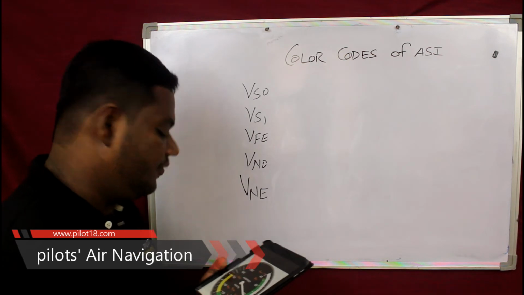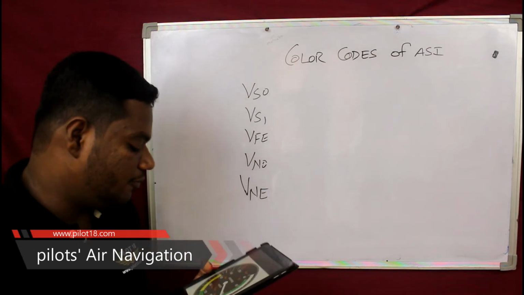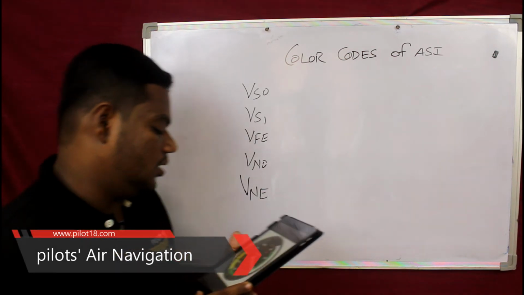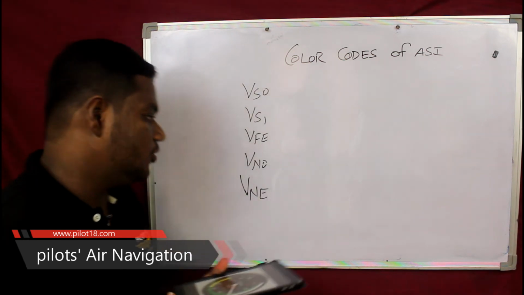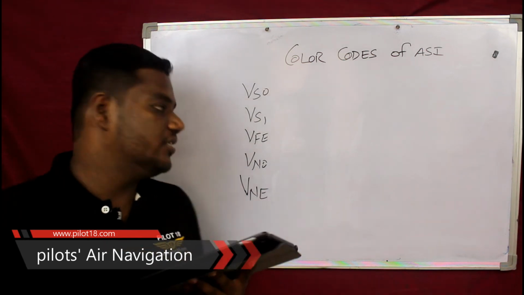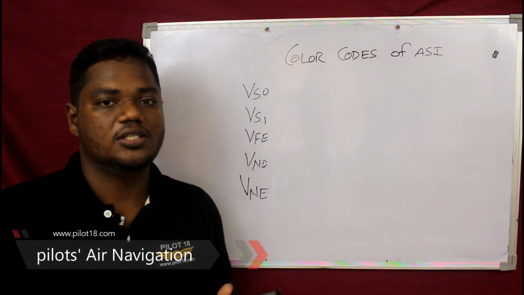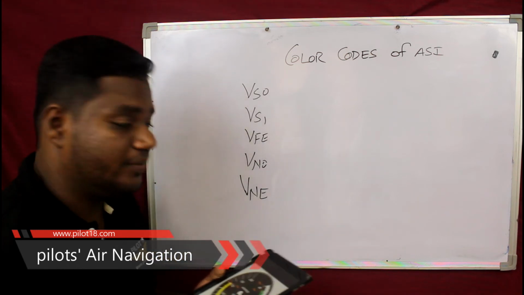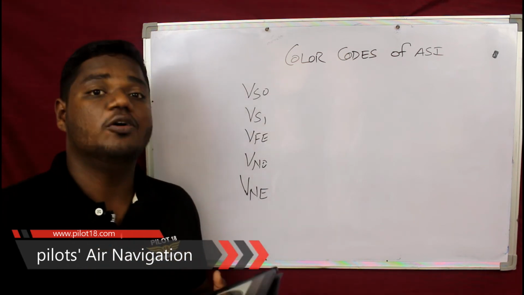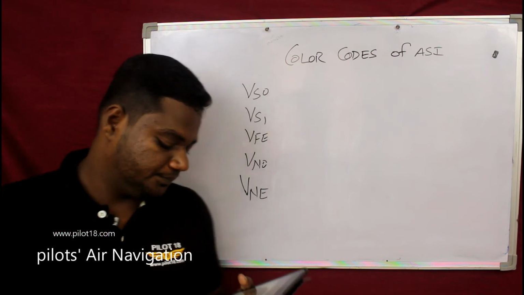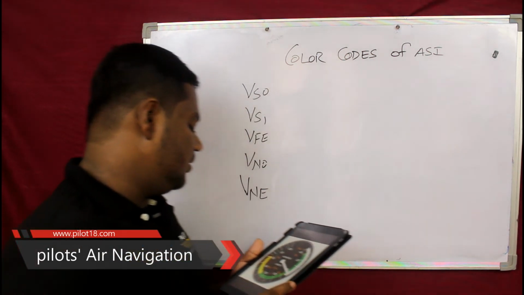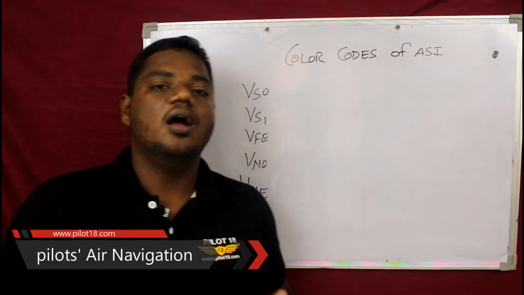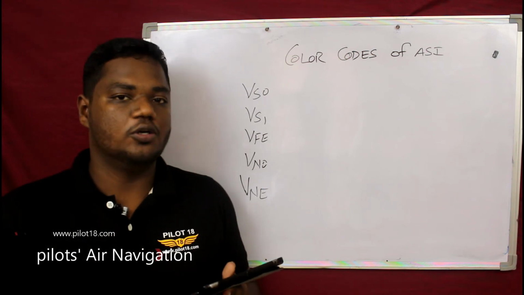So after green, we have a yellow arc. It starts from 128 to close to 161. Yeah, close to 160. This is actually your caution range. This is the speed range you can fly with caution, only in smooth air. So basically you should not go beyond the green arc if it's not smooth air. Last, we have a red line which indicates VNE, never exceed speed. Under any circumstances you should not exceed this speed.